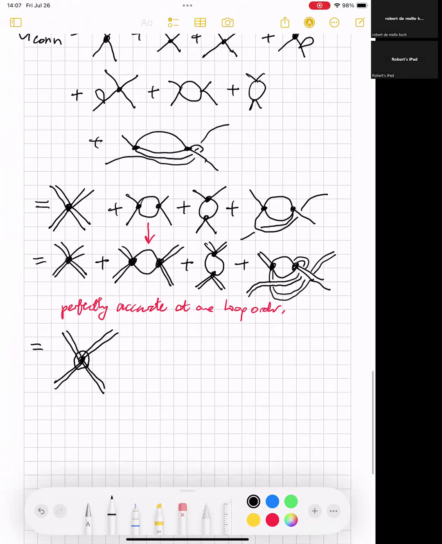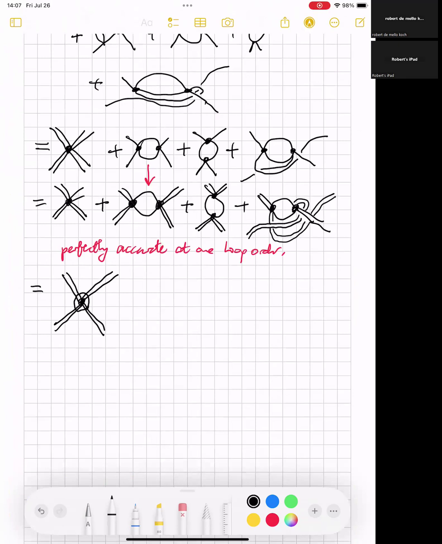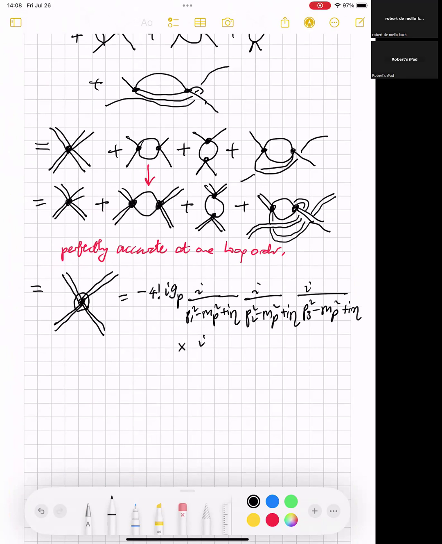And what is this expression? Well, this expression is minus 4 factorial iG physical. That's the value for the vertex. And then we've got i over p1 squared minus the physical mass squared plus i eta. We've got i over p2 squared minus the physical mass squared plus i eta. We've got i over p3 squared minus the physical mass squared plus i eta. And then we've got i over p4 squared minus the physical mass squared plus i eta.